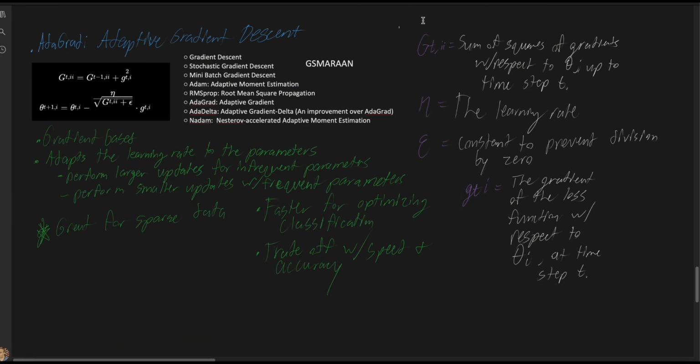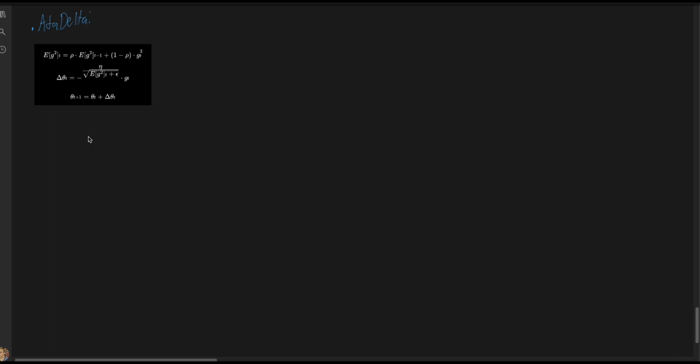And now let's move over to our next part, AdaDelta. AdaDelta, or adaptive gradient delta, is an extension of AdaGrad that seeks to reduce its aggressive, monotonically decreasing learning rate. So, an extension of AdaGrad, but it decreases the monotonous nature of speed with AdaGrad.